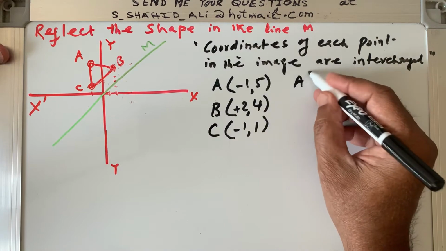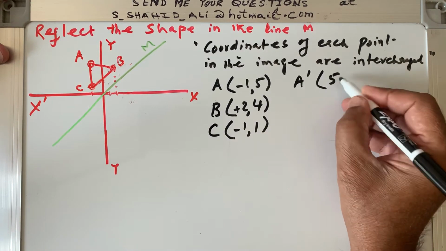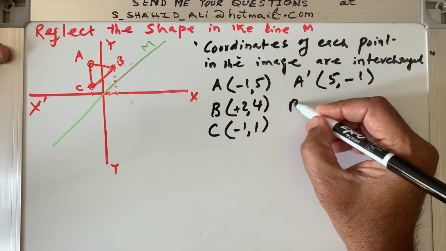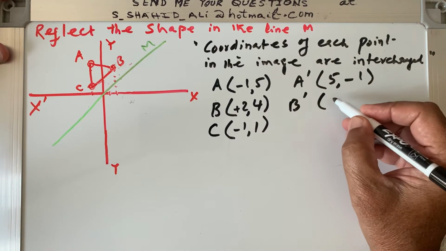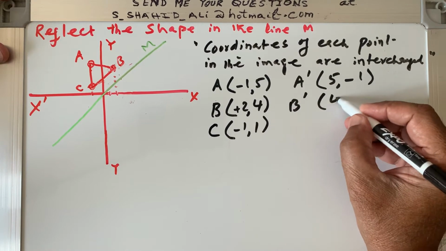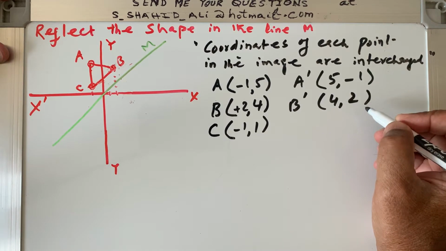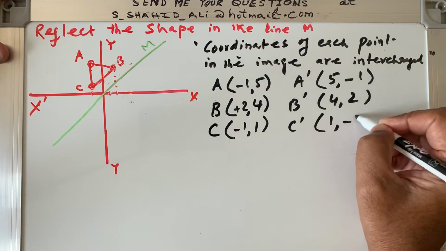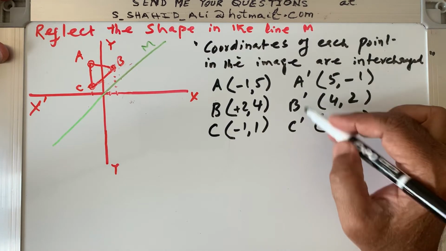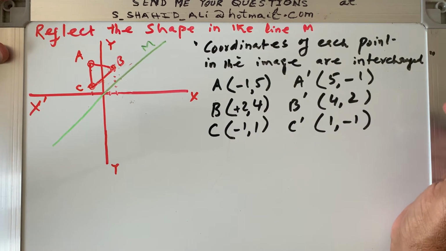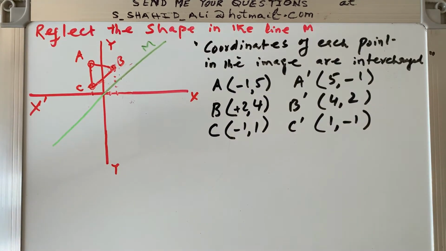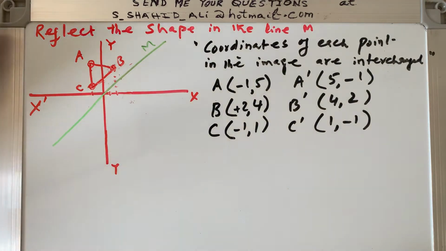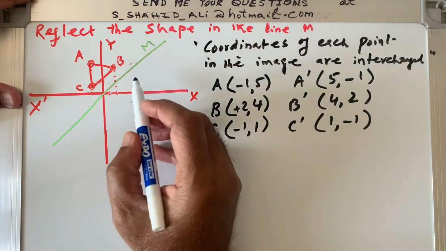That means my A dash will be 5, -1. My B dash will be 4 and 2, and C dash will be 1 and -1. So these are my reflected points and I can draw them. To get the picture of the reflected triangle in the line M, now I have 5, -1.